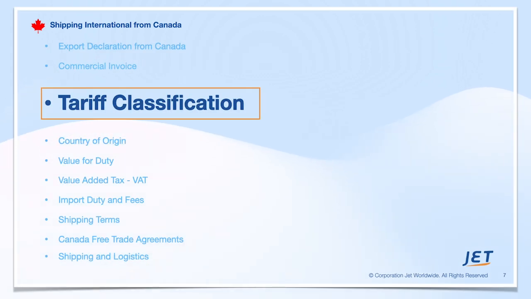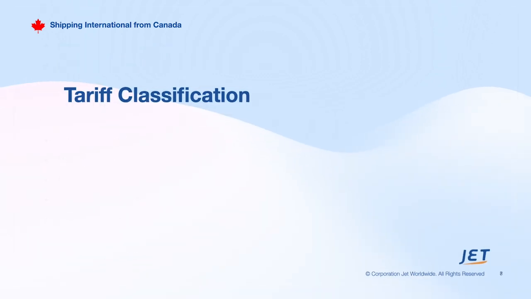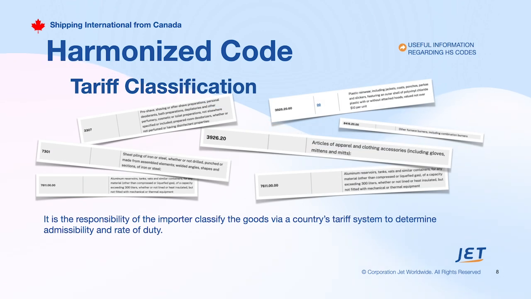Harmonized code and tariff classification. The description of the goods provided on the commercial invoice provides the basis for classifying the items for customs entry using the Harmonized system. Ideally, the commercial invoice should include the Harmonized code applicable in the destination country.